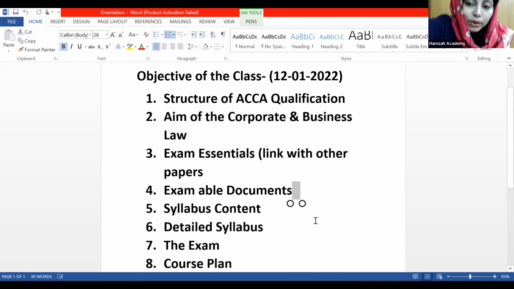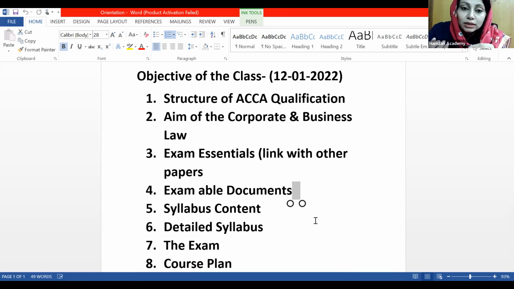Today is our very first class, and the paper name is Corporate and Business Law. This is the fourth paper of Section 2 of your qualification. As you know, your ACCA qualification is divided into 3 parts, and this is the first paper of your second part.